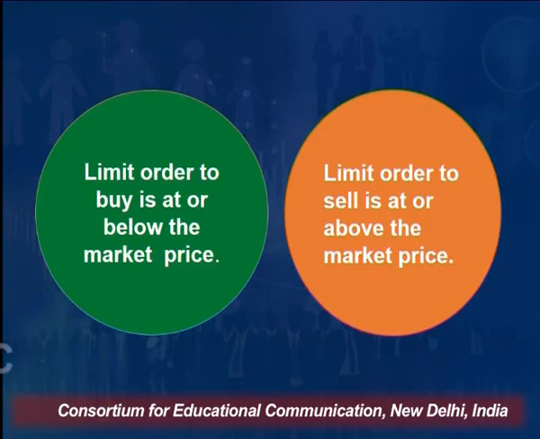So this I have already explained. A limit order to sell is placed above the market price. The limit order to buy is placed below the market price. As the case may be, whatever the price you fix.